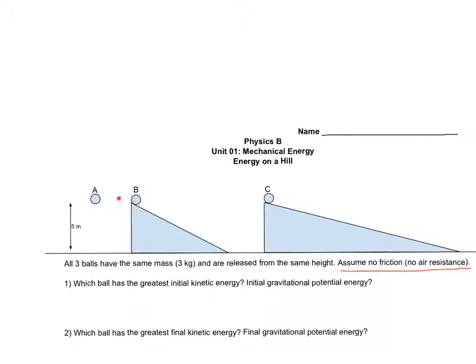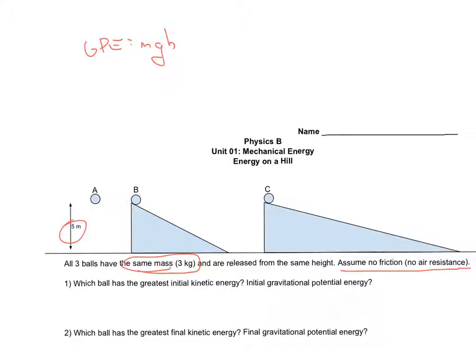We have three objects. In this case, they're some type of ball: bouncy ball, softball, soccer ball, doesn't matter. And they're all going to be released from the same height. So if they all have the same height of 5 meters, and they all have the same mass of 3 kilograms, then they're all going to have the same potential energy, because remember that gravitational potential energy is equal to mass times acceleration of gravity times height.